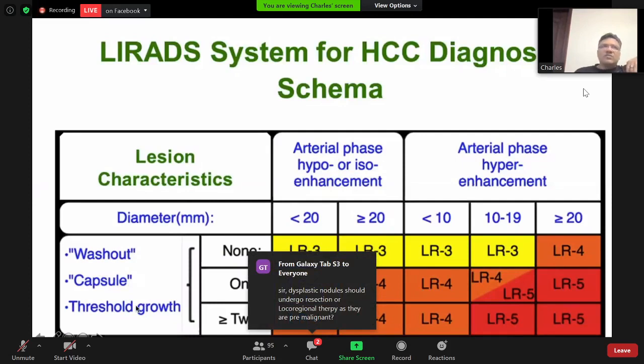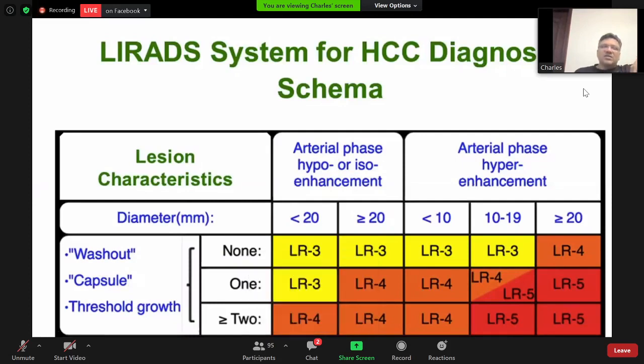When you do serial CTs or MRs, threshold growth is a growth in the size of the lesion. And depending on this, you can classify it into a LI-RADS 3, 4, or 5 lesion. LI-RADS 5 are classical of hepatocellular carcinoma. LI-RADS 4 are indeterminate. You can either follow them up with serial CTs or MRs, depending on the size of the lesion, or you can do a biopsy to confirm the diagnosis. And LI-RADS 3s are unlikely to be hepatocellular carcinoma.